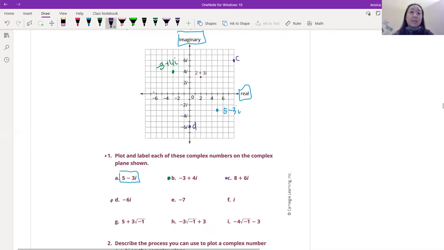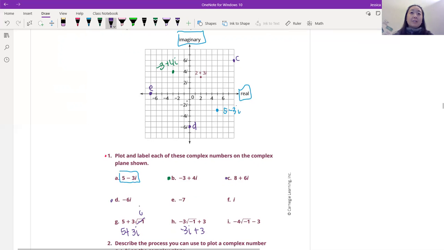So we're just going to go on the real side, -7. Boom, right here. That's E. All right. And then if you look at G, H, and I, there's a lot of i's going on. Remember this, we can just replace it with i, right? So it's going to be 5 plus 3i. Just write it like that. Or this will give me -3i plus 3. Notice not in standard form, but that's okay because we know where to put that, right?